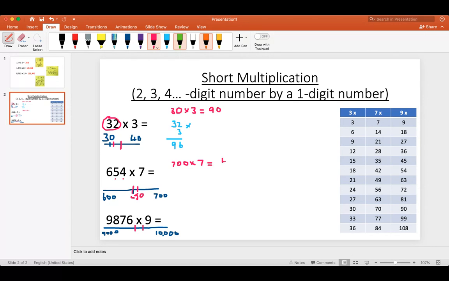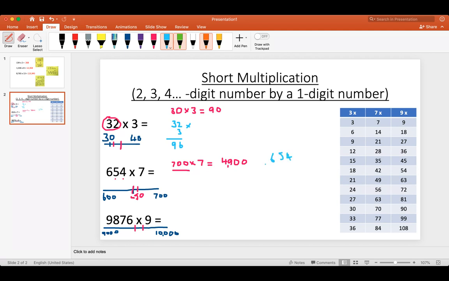7 times 7 equals 49. And because I've got a multiple of 100 here, I'm going to have a multiple of 100 in my answer. So roughly speaking, this calculation is going to be around the 4,900 mark. So let's try and solve it now.